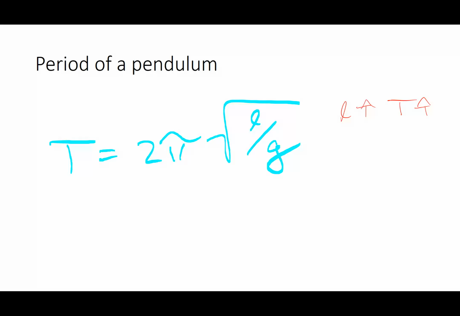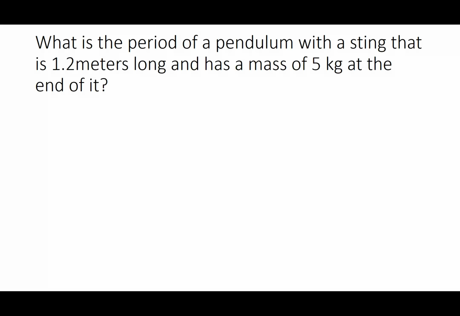So let's practice a problem. What's the period of a pendulum with a string that's 1.2 meters long that has a mass of 5 kilograms at the end of it? What do I need to know about this information right here? No, I don't need that. It's trying to trick you. It doesn't matter how much mass is at the end of the string. All that matters is T equals 2 pi times the square root of L over g. So it's just 1.2 meters long. That's all I need to know.